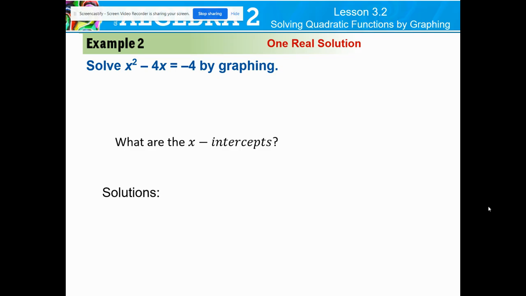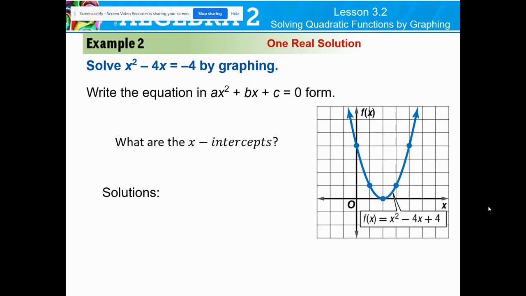We are going to solve x squared minus 4x equals -4 by graphing. So we need to get it in the form where it's equal to 0. So we're going to have to move that -4 over. And the function we are actually graphing is x squared minus 4x plus 4. And I have the graph there for you. What are the x-intercepts? It's at (2, 0). There, it only touches in 1 point. So the solution to that equation would be 2.